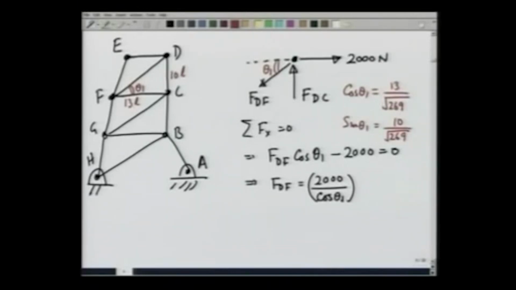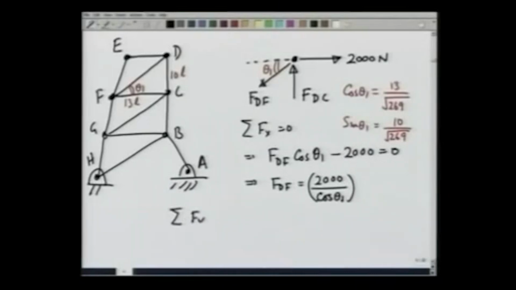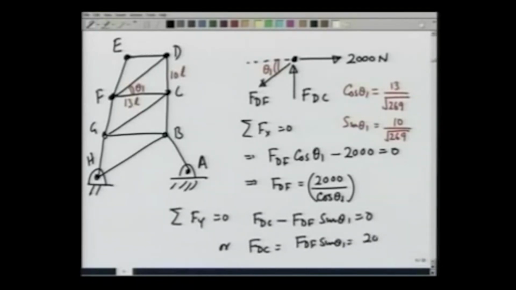Once I get FDF, I can also calculate FDC from the condition that summation Fy is equal to 0, and that gives me FDC minus FDF sine theta 1 equals 0, or FDC equals FDF sine theta 1, which is 2000 tangent of theta 1. Let us calculate these numbers. So, the numbers that we get are, let me make the picture again.